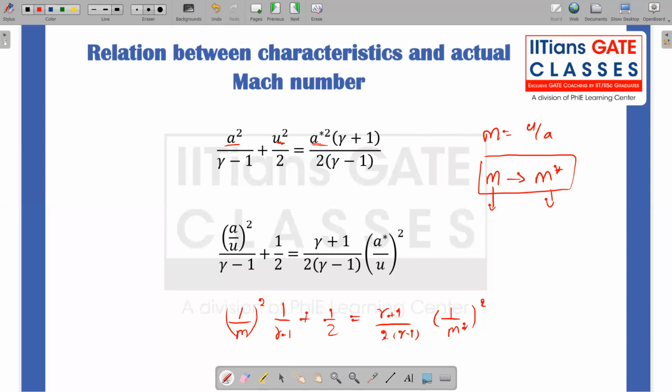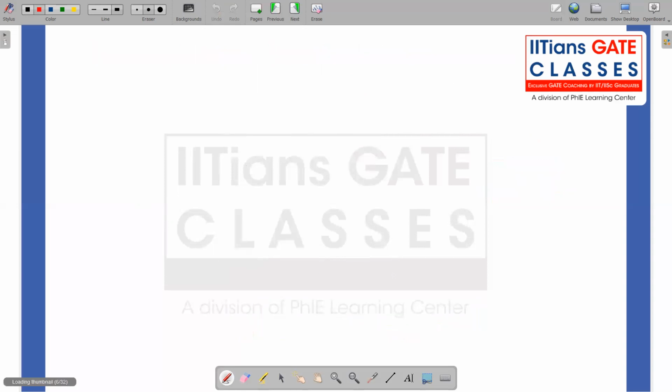So now we have expressed this in terms of Mach number and characteristic Mach number. Now what I'm going to do is keep M star on one side and take all other variables to the other side. We can do that by taking the LCM. So on the left hand side we have 1 by M square times 1 by gamma minus 1 plus 1 by 2 is equal to gamma plus 1 divided by 2 times gamma minus 1 times 1 by M star square, right?